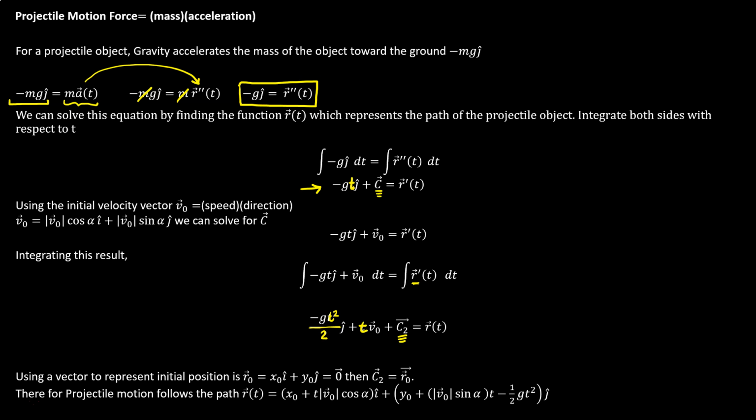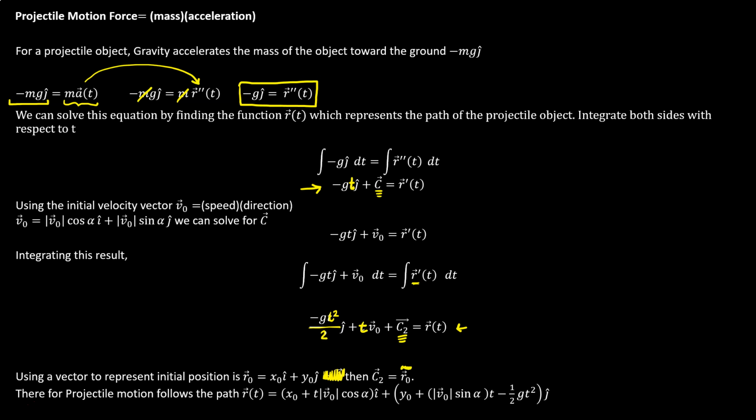We're going to use the vector r0 to represent our initial position. And the same way that we solved for C, we can solve for C2, and we can see that that's actually, man, a couple typos here. Sorry, guys. C2 is the initial position vector. Now, we need to write this R of T vector in component form.